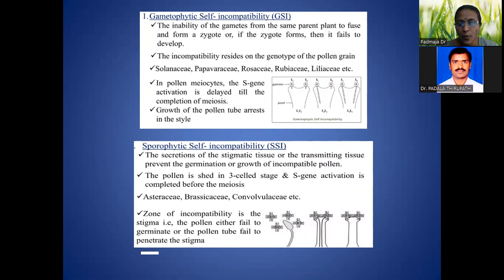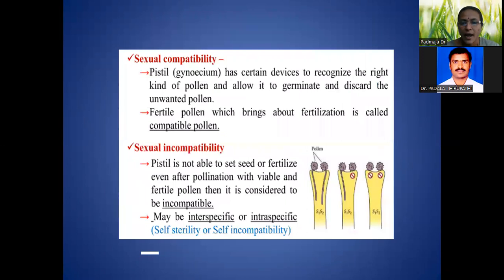That means the pollen either fails to germinate when it falls on the stigma, or the pollen tube fails to penetrate the stigma. Even the pollen tubes are not able to grow into the stigma. So this type of incompatibility we see in the pollen-pistil interaction. And here, the sexual compatibility and the sexual incompatibility.